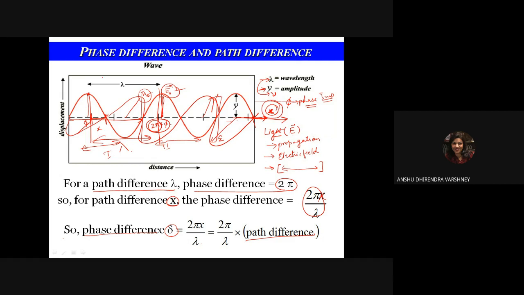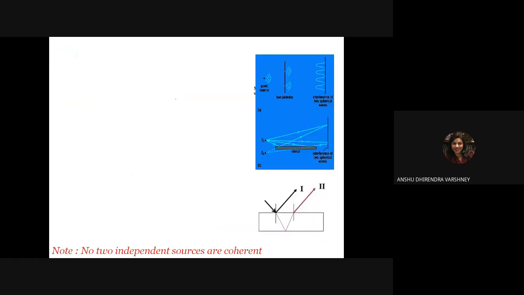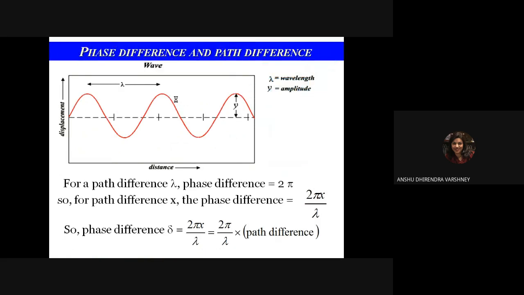Let's say I have two waves, one traveling in this direction like this, and a second wave which starts like this at this point. What is the phase difference? The path difference between these two, where they are interfering, is x, and you can calculate the phase difference between these two waves. Okay, is that clear?